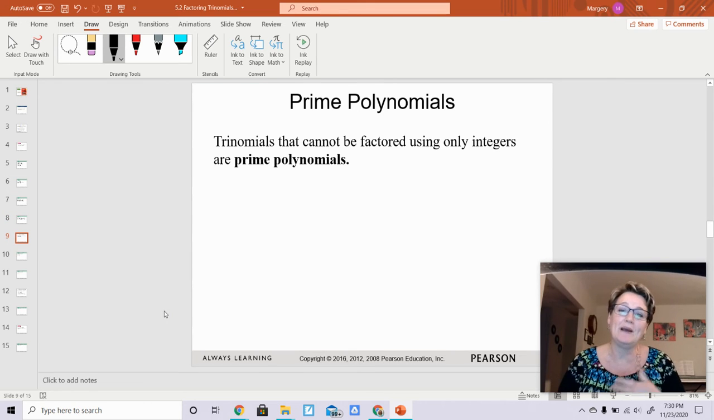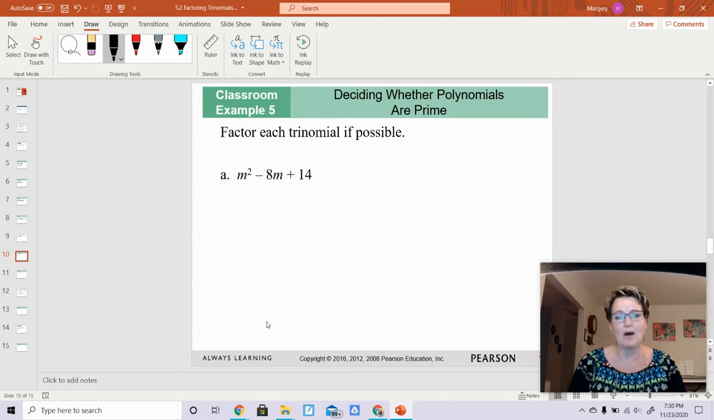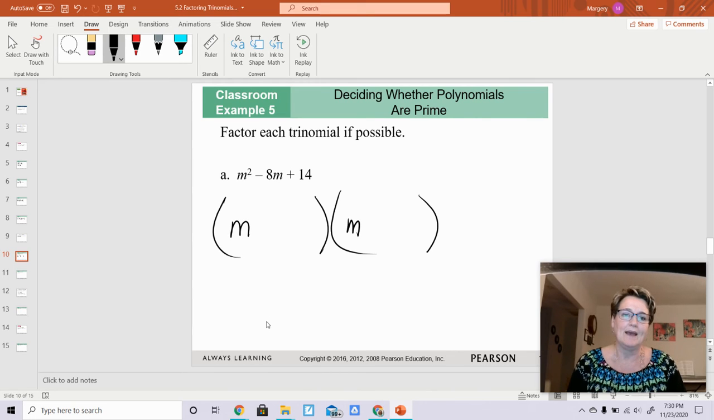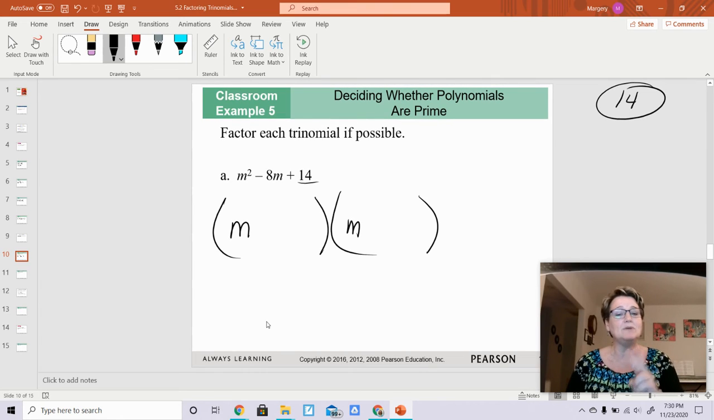Now, sometimes you have prime polynomials, which means you can't do anything. So on this problem, same thing. The only way to get m squared is m times m. I'm going to look at the 14. That's my targeted number. I need two numbers that multiply to give you 14, but add to give you negative 8. Well, I know that 2 times 7 is 14, but 2 plus 7 is 9.